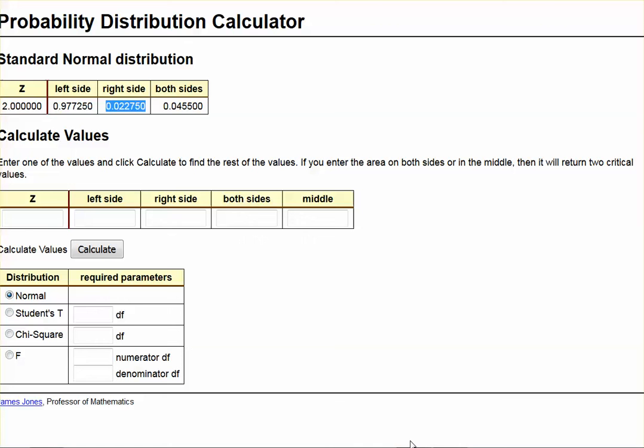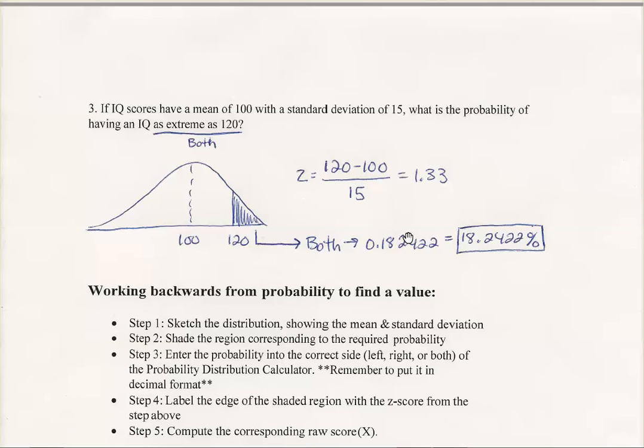Then we come over here and put in 1.33, calculate, and remember I said we wanted both. So back to here, this is where we get our both. And why do we want both? Because it's as extreme as 120. So it could be, we're not saying 120 or more than, it's as extreme as. So whenever you see as extreme as, know that it is both.